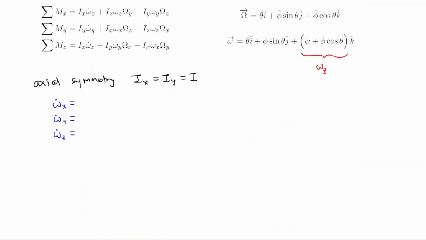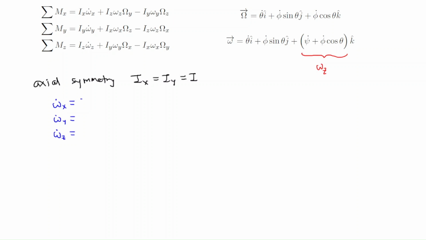All right, so we're back to the modified Euler equations and what we figured out for the components of capital and lowercase omega. Now, because we have axial symmetry, we don't really need to worry about I sub x and I sub y. They're different in terms of spatial directions, but they have the same numerical values. Okay, so we can just call those both I. All right. Now, what we'll need to do is, for the first term in each of these three equations, we need to figure out what omega x, omega y, omega z dot are.